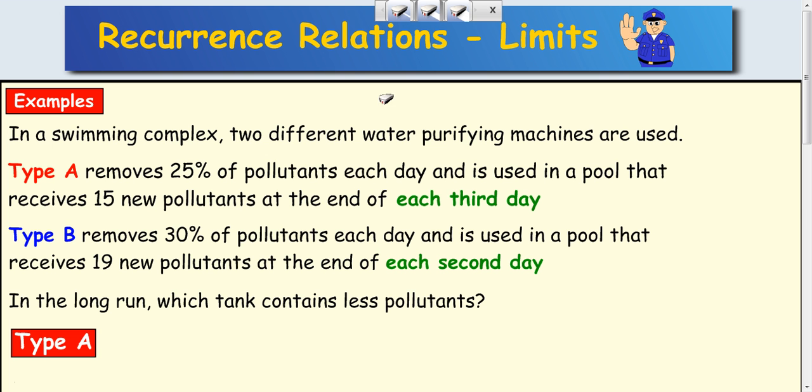So to get the recurrence relation for type A, we think it removes 25%, so your multiplier is going to be 100 less 25%, which is 75%, so 0.75. But the critical point is that the 15 new pollutants are going to be a plus 15, but that happens at the end of each third day. So it's going to go around this 0.75 process 3 times before 15 is added on.